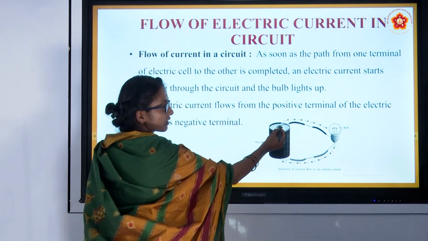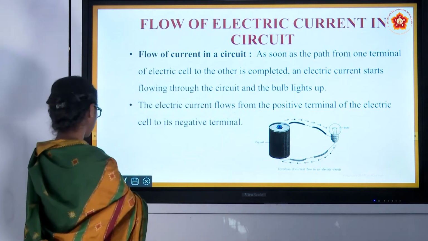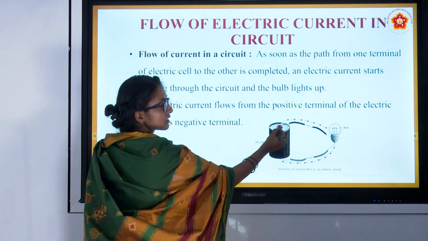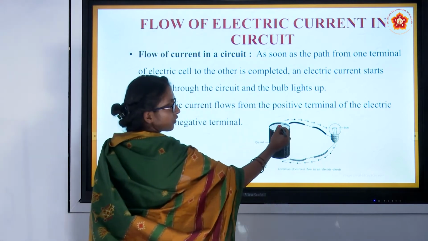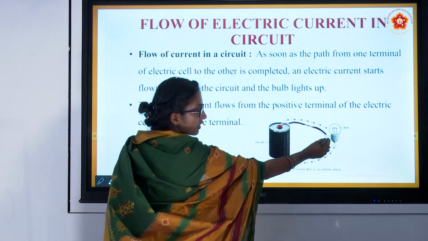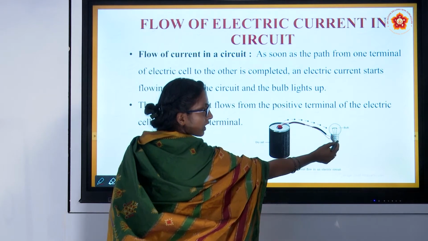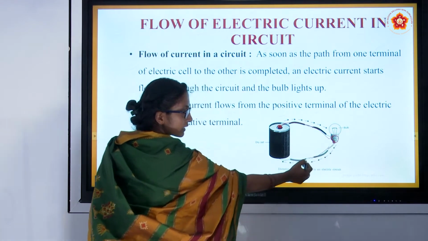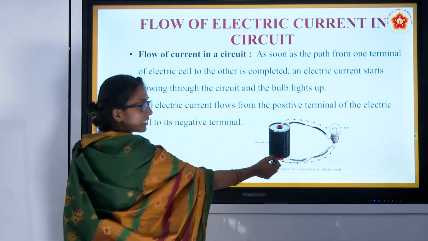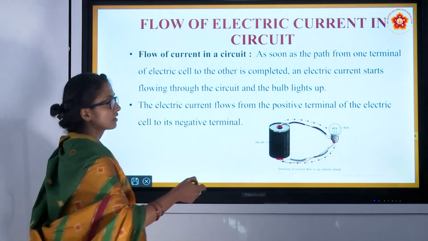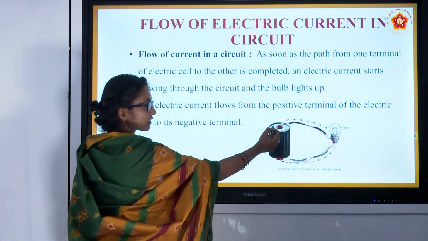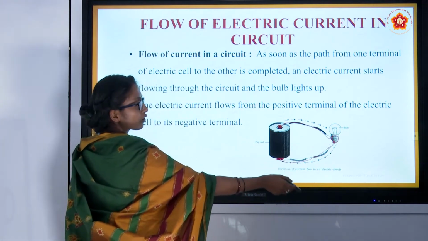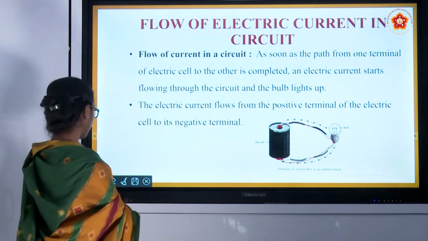See, this is the positive terminal. They have used a wire which is connected to the bulb. One more wire is connected to the bulb and it continues to connect to the negative terminal of the cell. So the connection is complete. Now if the connection is complete, then electricity starts to flow, and automatically the bulb will glow.